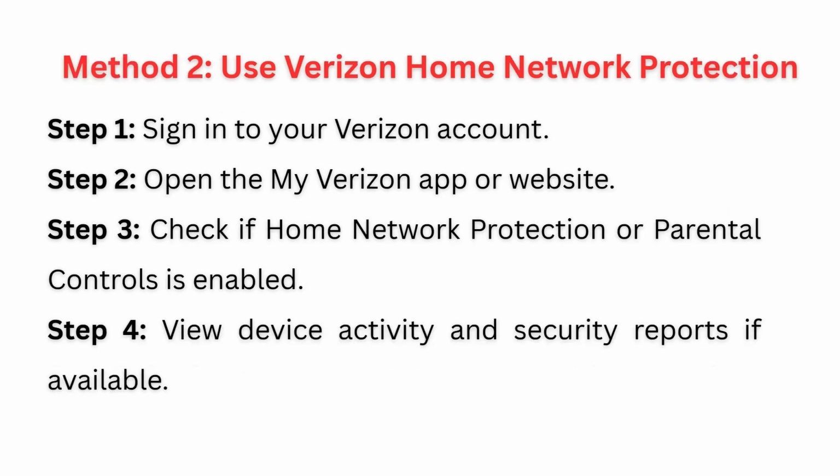Method 2. Use Verizon Home Network Protection. Step 1. Sign in to your Verizon account. Step 2. Open the My Verizon app or website. Step 3. Check if home network protection or parental controls is enabled. Step 4. View device activity and security reports if available.